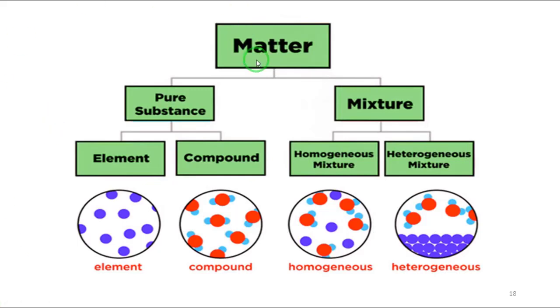So in general, we can say that matter exists in two different forms: pure substances and mixtures. Mixtures can be homogeneous mixtures or heterogeneous mixtures. We already discussed this topic in a previous video, which belongs to the grade 7 playlist. Now, the pure substances can be elements or compounds.